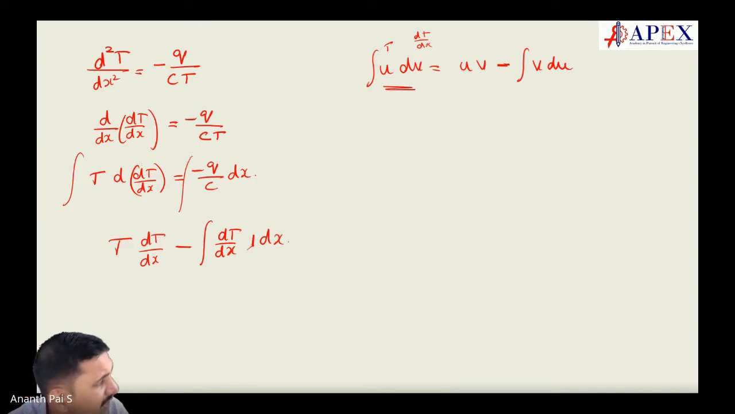You can take t inside. How? I cannot. You can't. You can't take t inside. Okay. So that's why we are doing all this circus. Okay. t into dt by dx. This is u. This is v. Correct. So u.